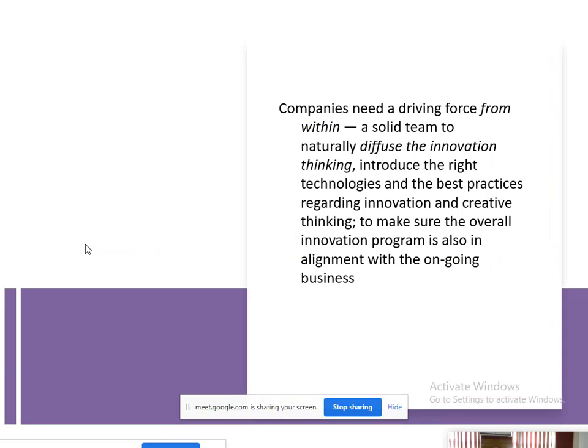And companies need a driving force from within, a solid team, to naturally diffuse the innovation thinking. That means there must be some kind of team who can spread your thinking, introduce the right technologies and practice the innovation things with others. That's why it is written here: companies need a driving force from within a solid team to naturally diffuse the innovation thinking, introduce the right technologies and the best practices regarding innovation and creative thinking, to make sure the overall innovation program is in alignment with ongoing business.